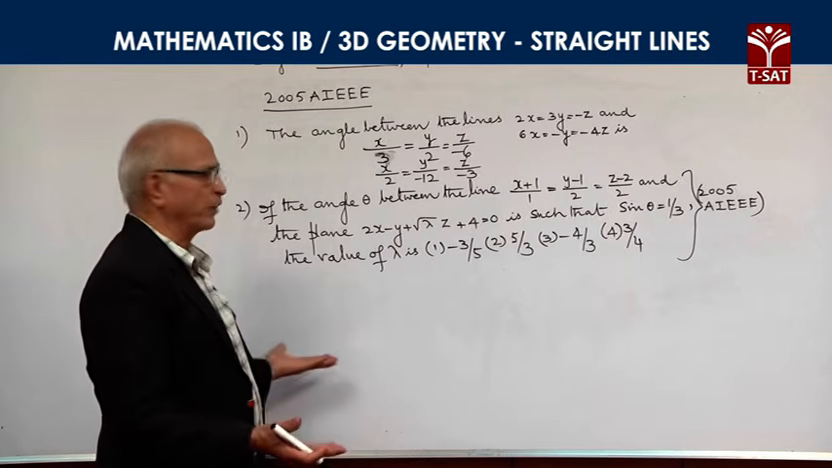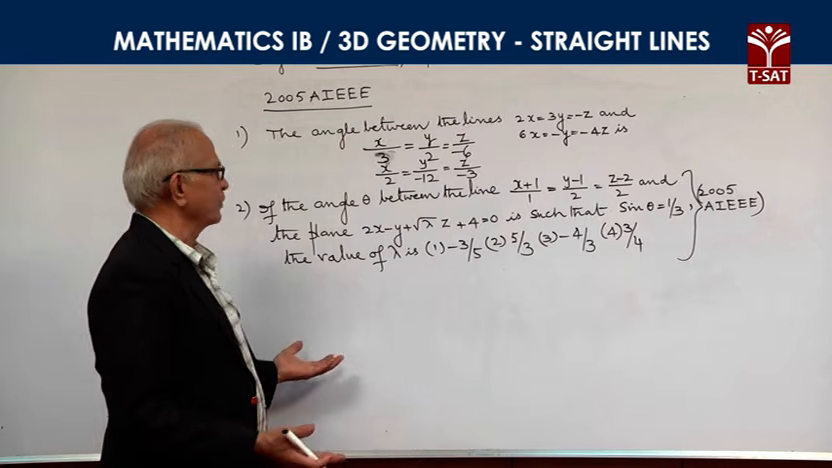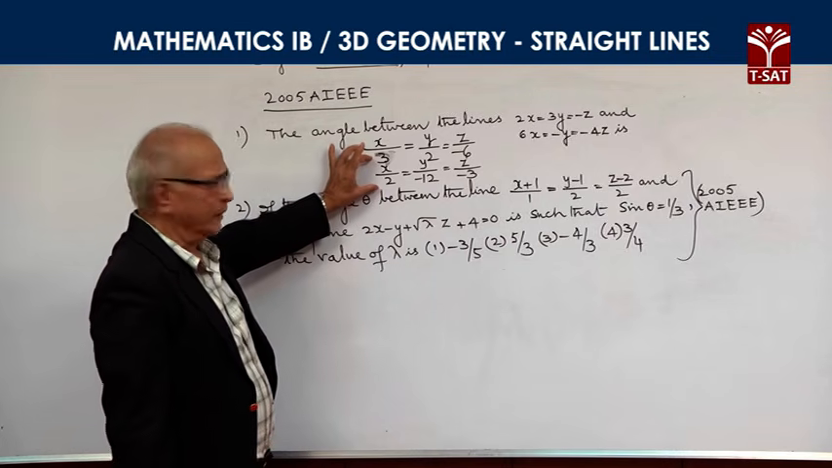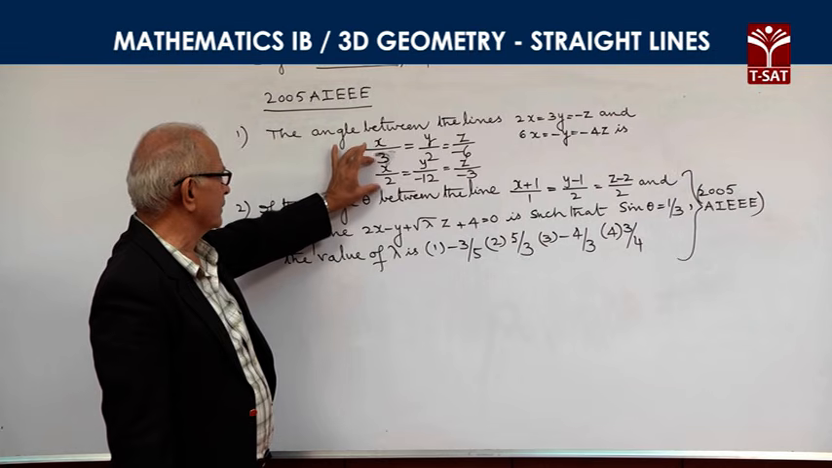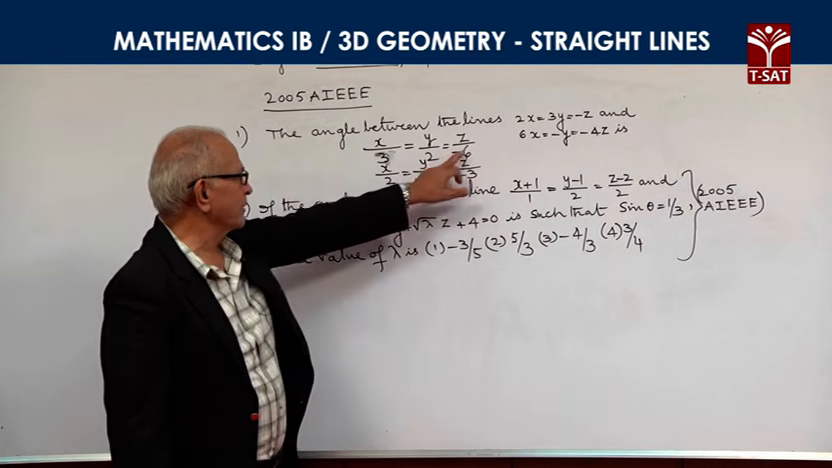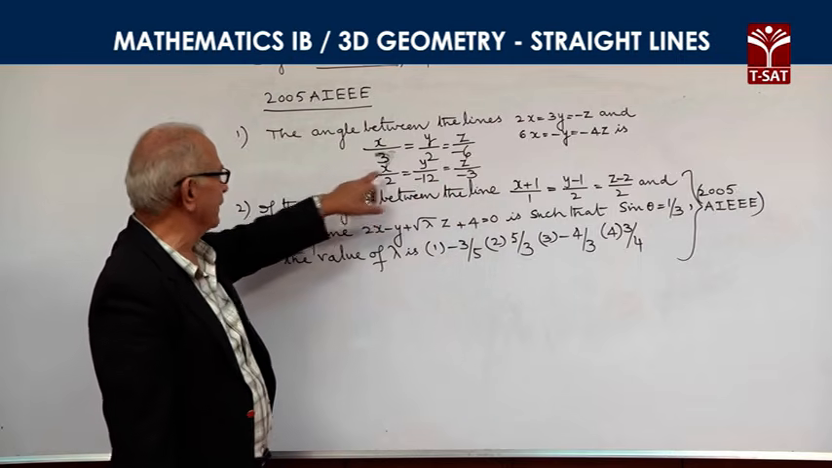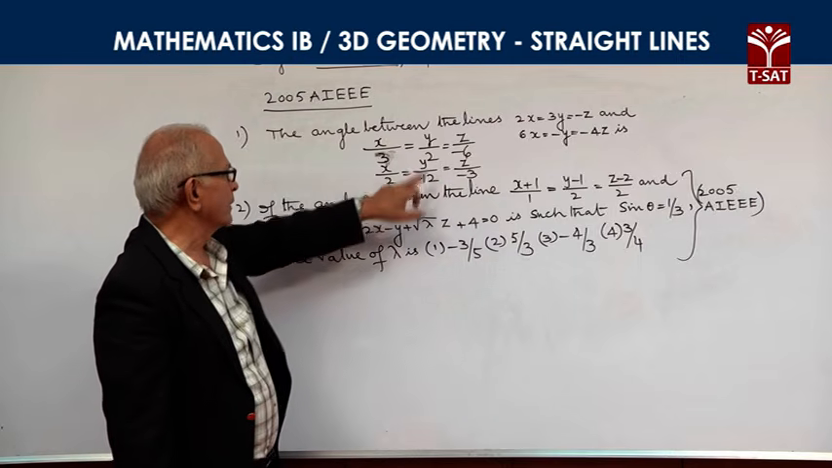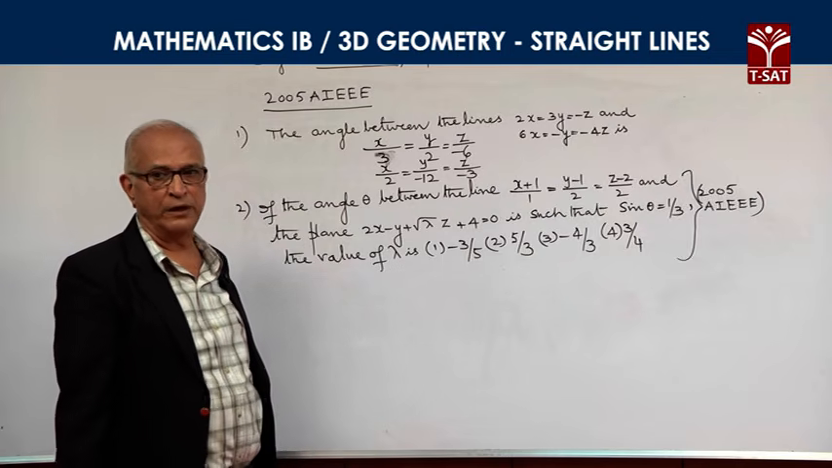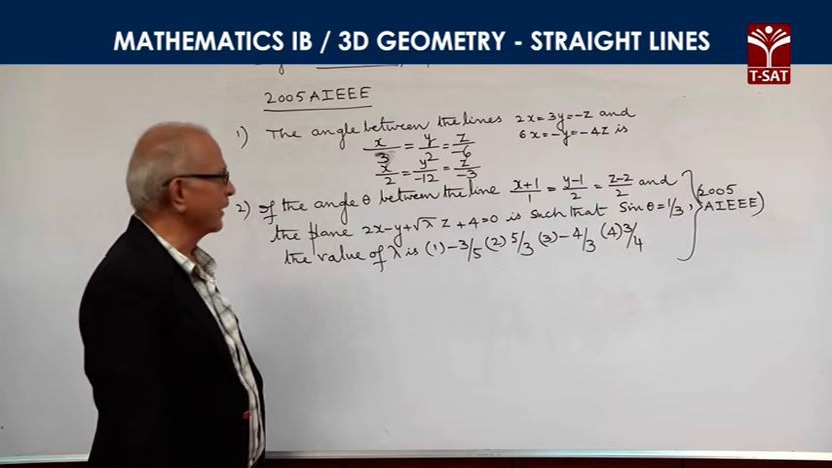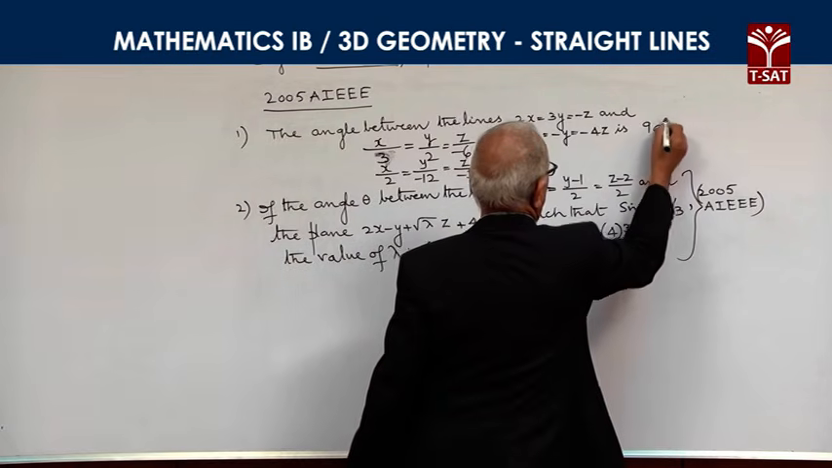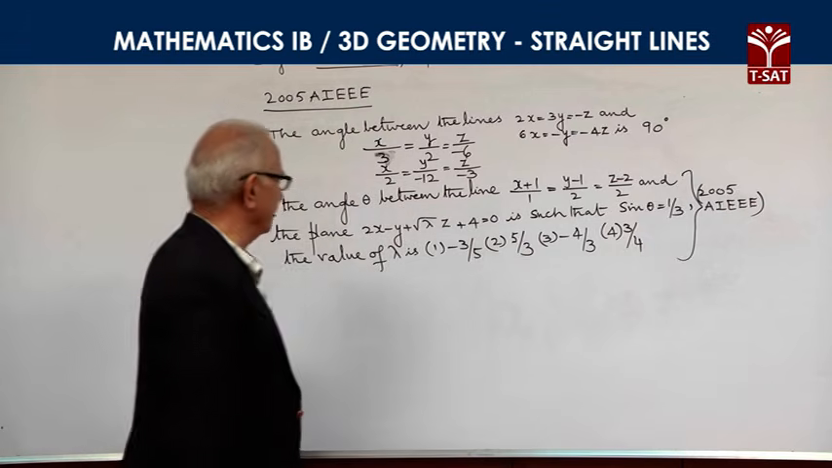For the angle between two lines, of course you can apply the formula, but you can straight away see that the sum of the products of the corresponding direction numbers is 0. 3 into 2 is 6, plus minus 6 into minus 3 is plus 18, 18 plus 6 is 24, and this is 2 into minus 12, minus 24. So you can see that the sum l1 l2 plus m1 m2 plus n1 n2 is 0, and therefore the lines are perpendicular. So the angle between the lines is 90 degrees or pi by 2 radians. So that's the first question.